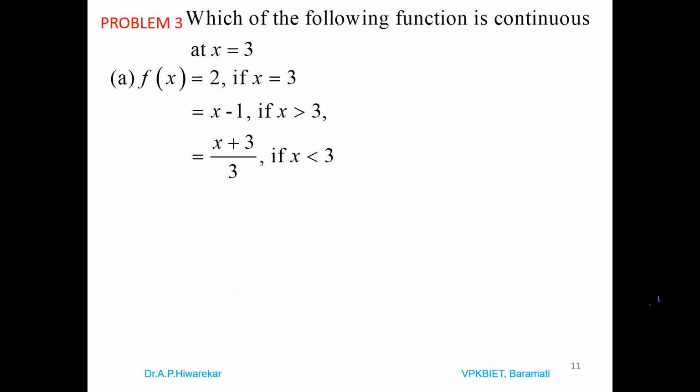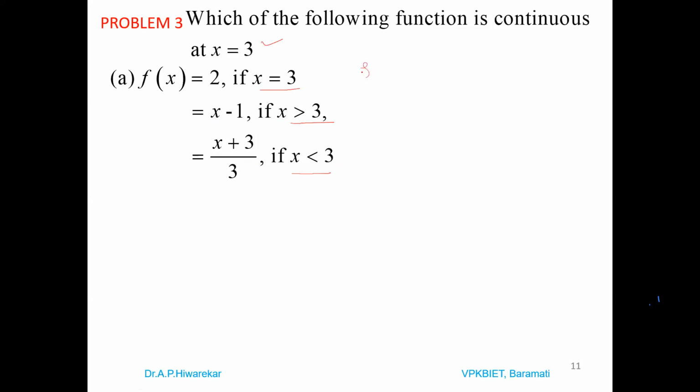So the third problem is, which of the following functions is continuous at x is equal to 3? f(x) is defined as 2 for x is 3, f(x) is equal to x minus 1 when x is greater than 3, and f(x) is equal to (x plus 3) divided by 3 when x is less than 3. So we say that the function is continuous.